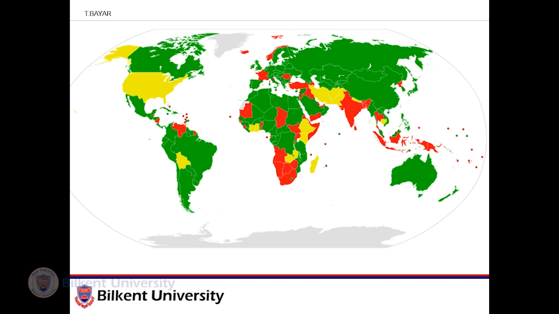The green countries that you see on this map are those that have signed and ratified the Vienna Convention on Law of Treaties. The yellow ones are those that have just signed but did not ratify. And the red ones have never signed or ratified. The thing is that it is not so important at the moment if it is signed or not.